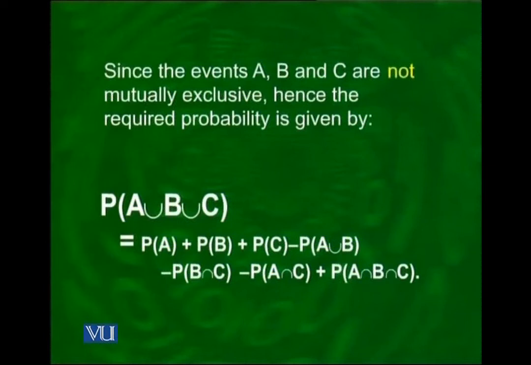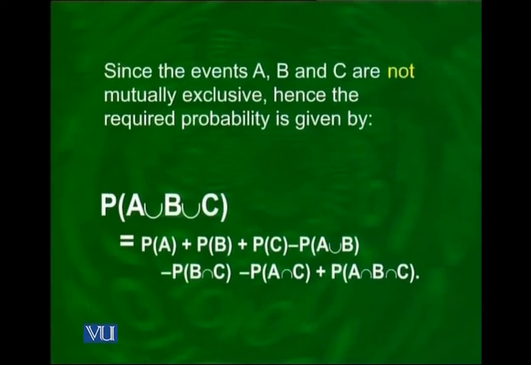Why is that? Students, A union B union C means that either A occurs or B occurs or C occurs, or any two of them occur simultaneously, or all three of them occur simultaneously. If you consider the basic concept of union from set theory, you will agree that this is exactly the meaning of A union B union C that I just presented.